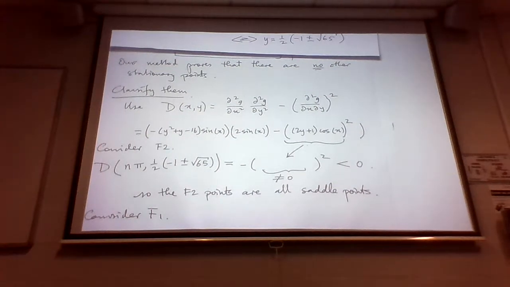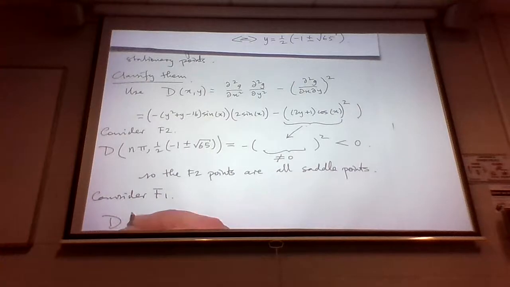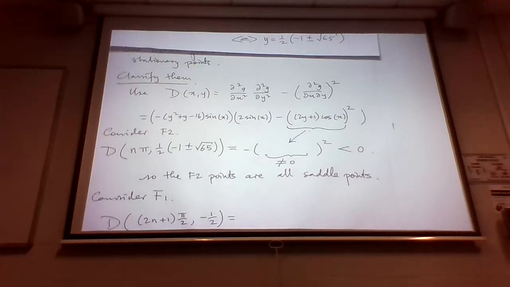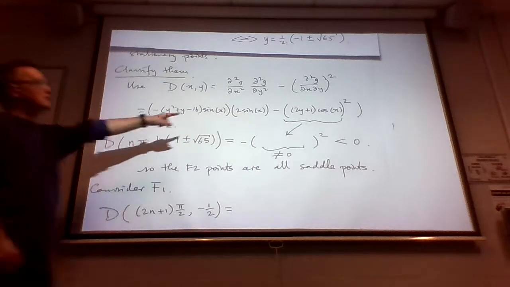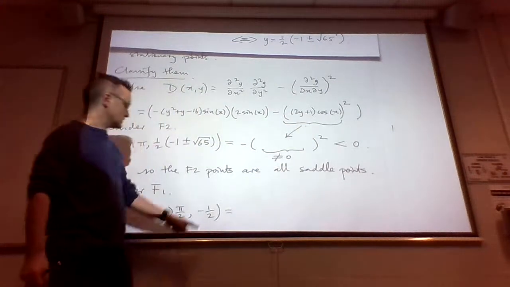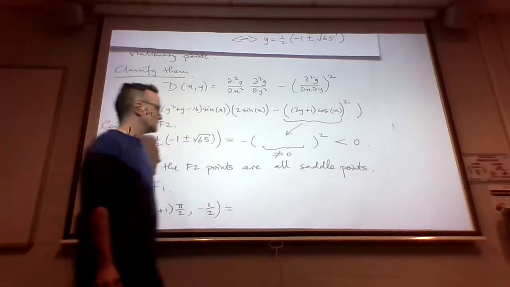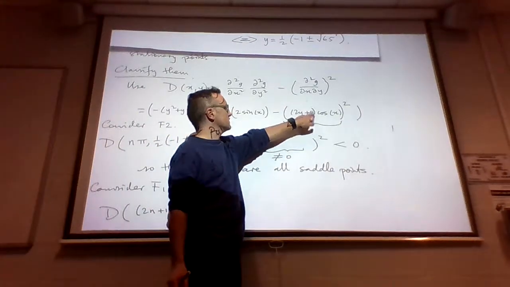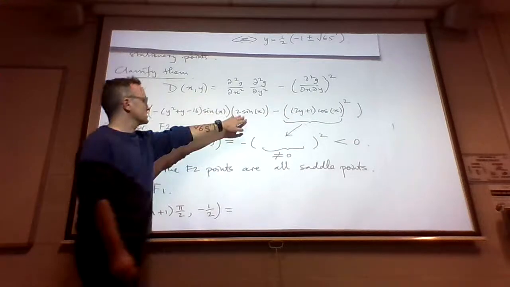So here we're looking at evaluating D. So what does F1 have? F1 has an odd multiple of pi over 2 and a y value of negative 1/2. Well, you see the y value of negative 1/2 means that this part will be 0, 2y plus 1. That's where the negative halves came from. They came from the zeros of 2y plus 1. So when you put y equals negative 1/2 there, that's all 0. So that bit is all rubbed out. So it's just the product of these two.